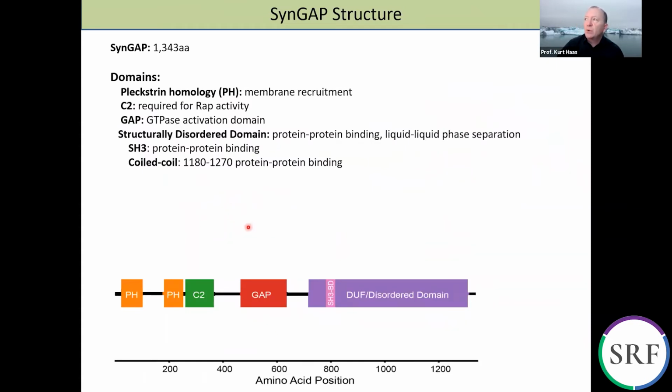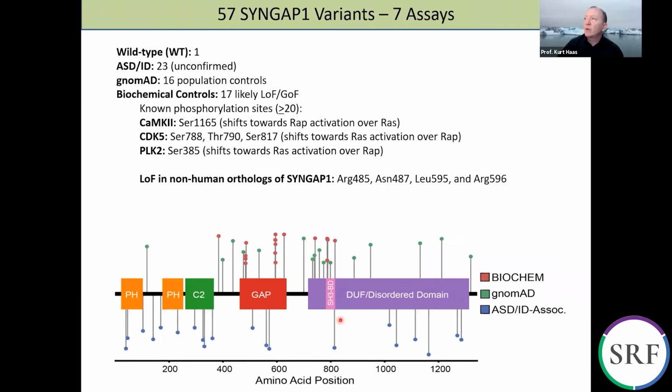Just to quickly review the structure of SYNGAP1, it has multiple domains, including these pleckstrin homology or PH domains that are likely involved with membrane recruitment. There's the C2 and the GAP domain, which is important for the GTPase activating activity. And then there's this large C-terminal domain that's called a structurally disordered domain. Less is known about this. Certainly it's known that there are these SH3 and coiled-coil domains that are involved with protein-protein interactions. So that's the structure, and these are the variants that we've identified.